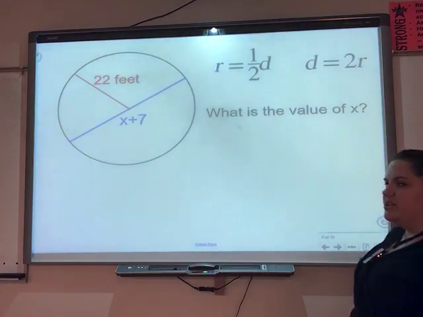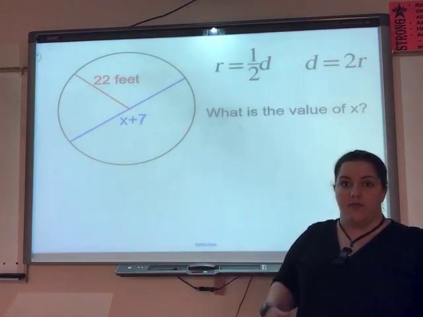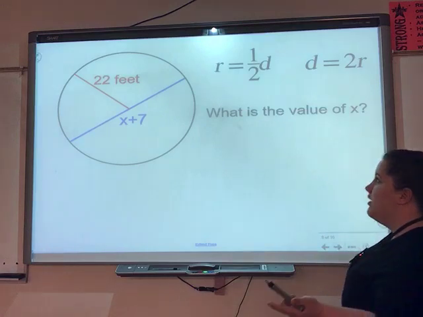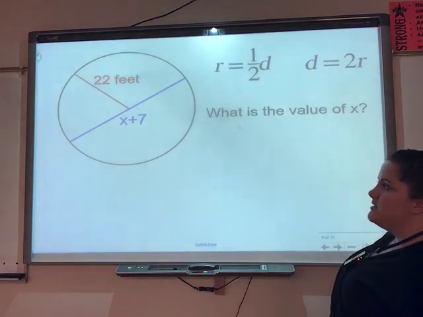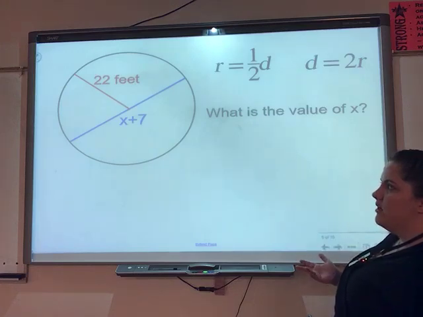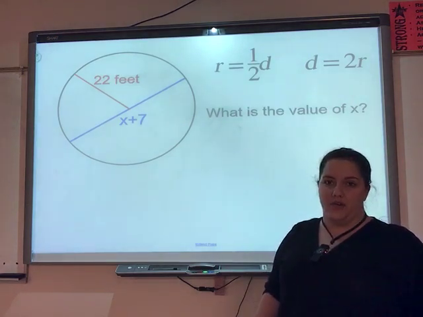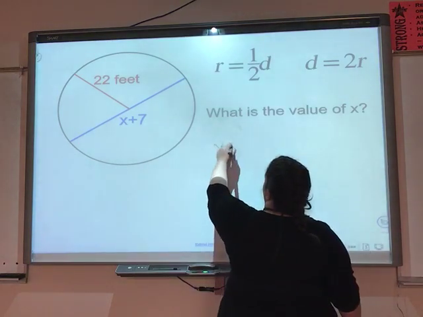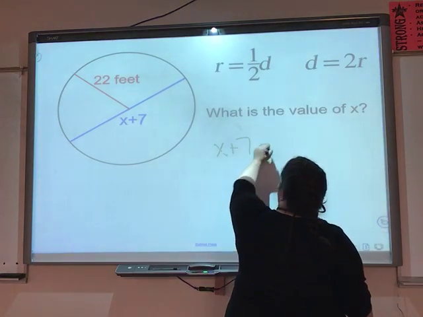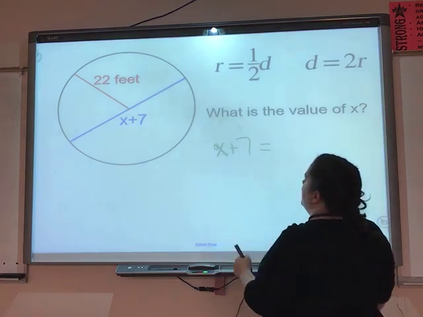Now we have something a little bit tricky. We're going to figure out how to plug in what we do know and solve for what we don't. We want to know what is the value of x. So if I look, I have a radius and I have a diameter. I'm trying to get it so that the one that has my variable is on its own side without anything else. So I'm going to take x plus 7 and put it on one side of the equal sign, because I want to eventually get this x all by itself.